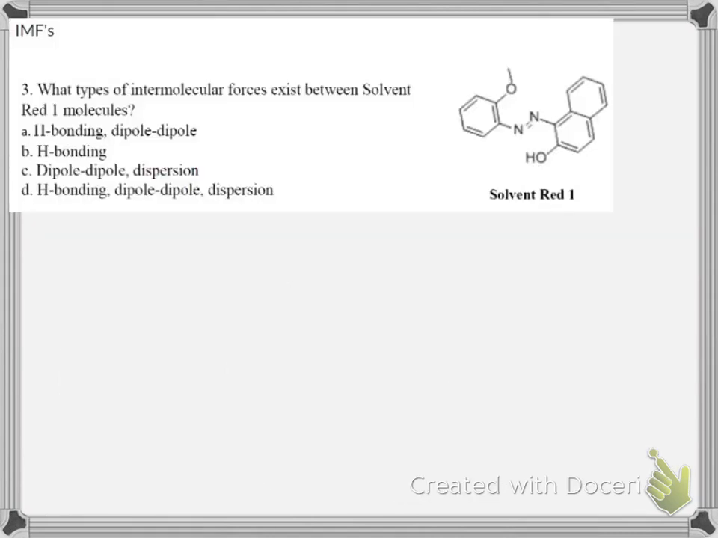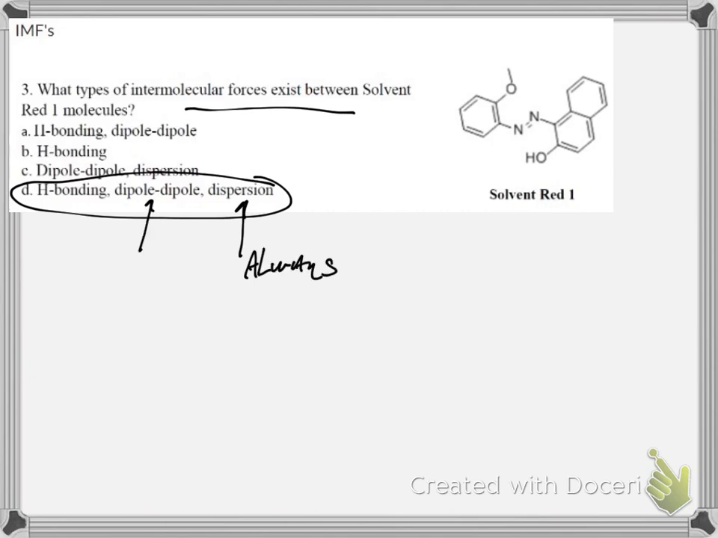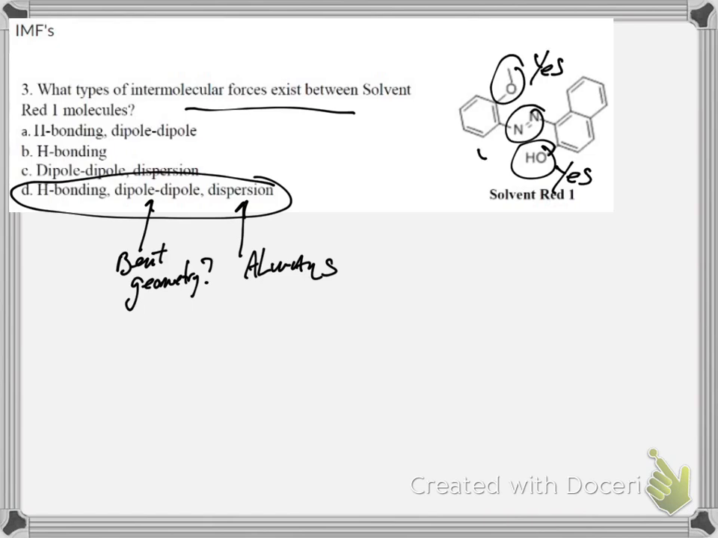What types of intermolecular forces exist between the solvent molecules? Right, so we take a look and we say all molecules have dispersion, always true. Are there dipole-dipole? Yes, because there are bent atoms. Any oxygen with the bent geometry, nitrogen with the bent geometry. There's actually 4 atoms that are in bent geometries with lone pairs, so they would definitely be polar.